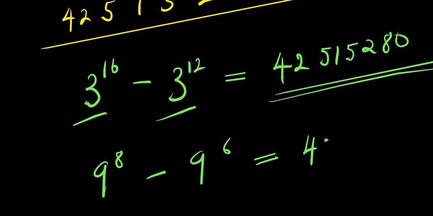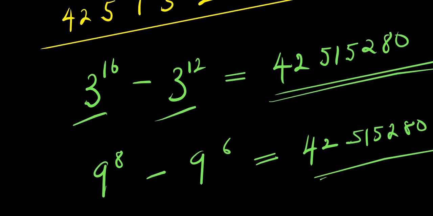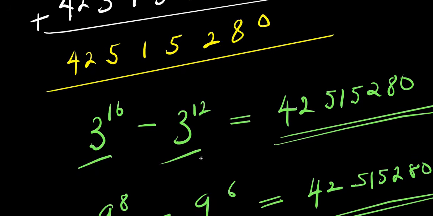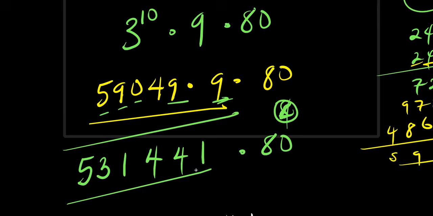They will still give you 42,515,280. So in both cases you are having the same thing.